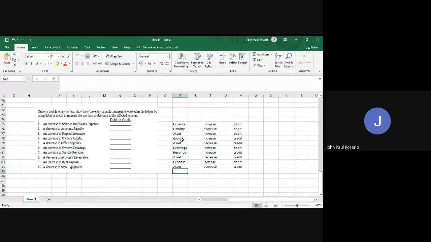Capital, increase, credit. Asset, decrease, credit. Drawings, increase, debit. Revenue, increase, credit. Asset, decrease, credit. Expense, increase, debit. Asset, decrease, credit.